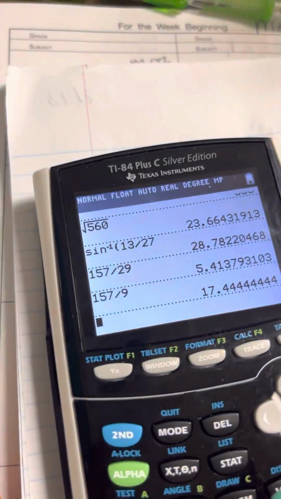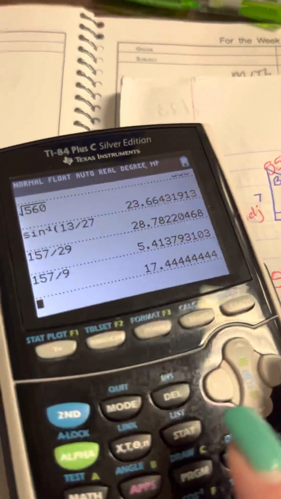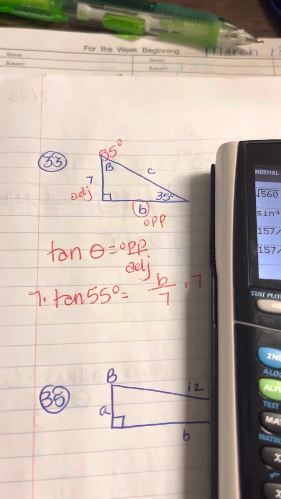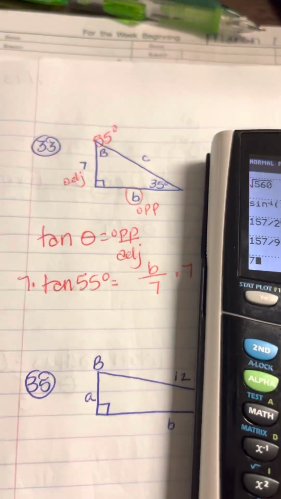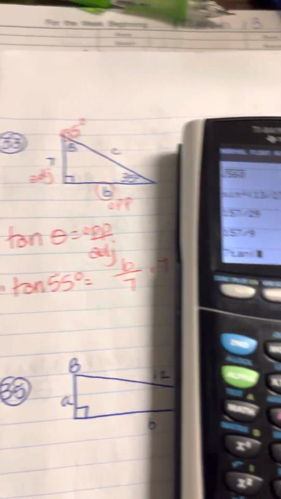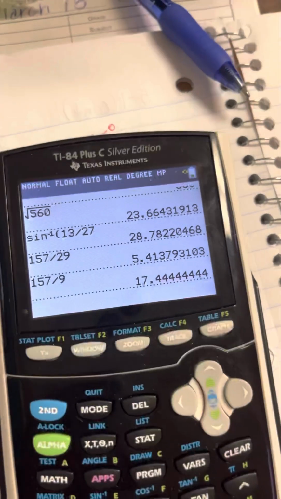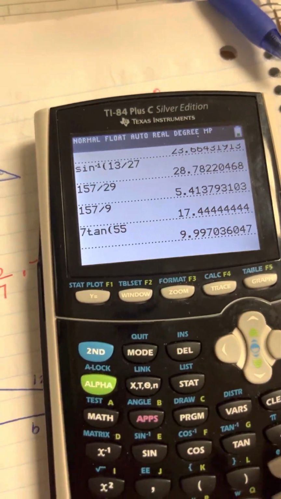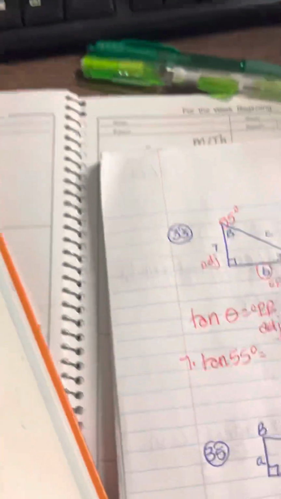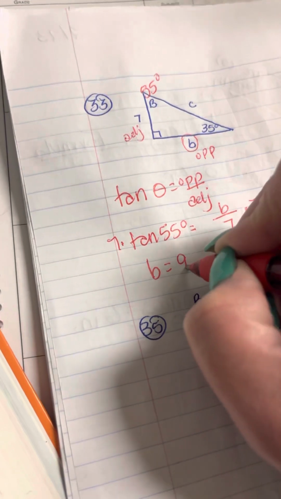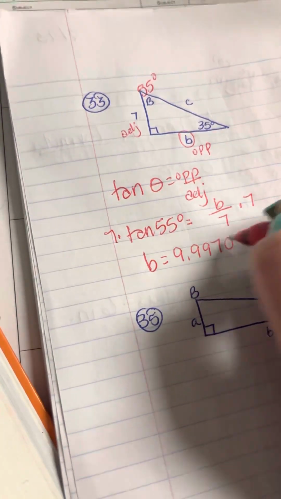Pick up your calculator. Make sure it's in degrees, which I know it is because I was just doing these kind of problems a few minutes ago with my high school kids. So I'm going to do 7 times the tangent of 55 degrees, and then that's going to give me 9.9970, and they told me to go to 4 decimal places here. So then little b is 9.9970.